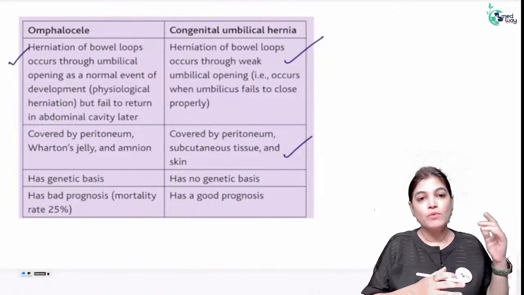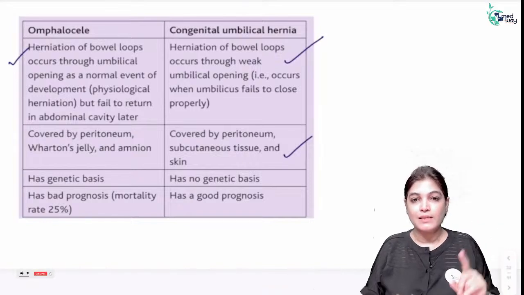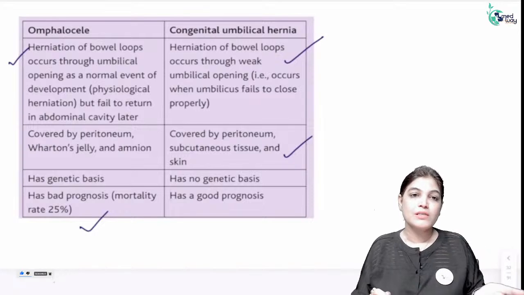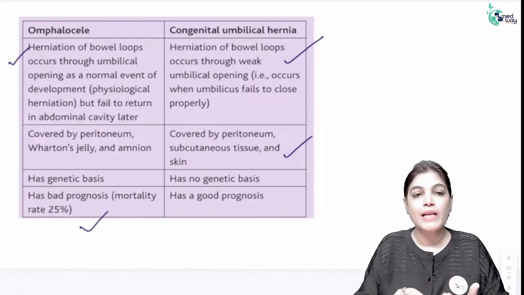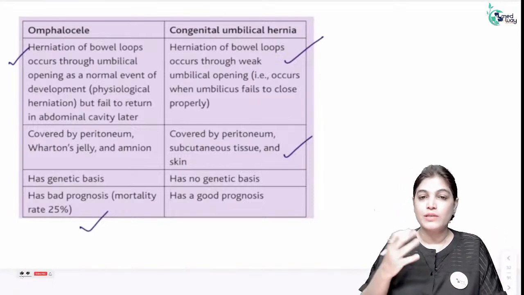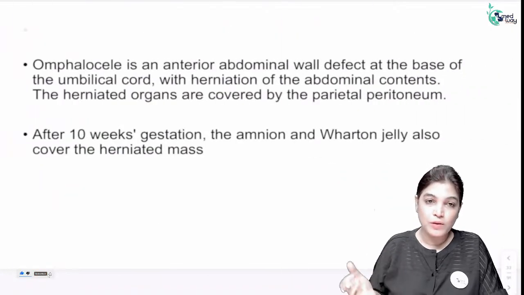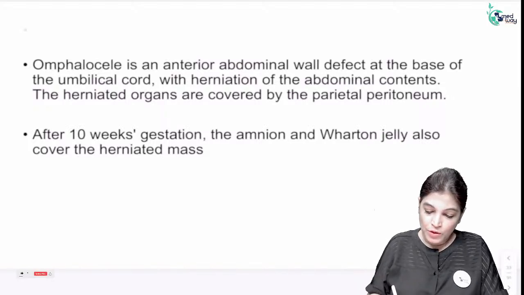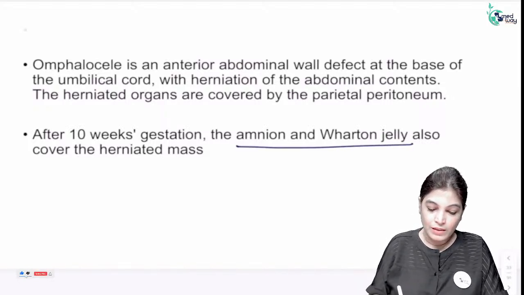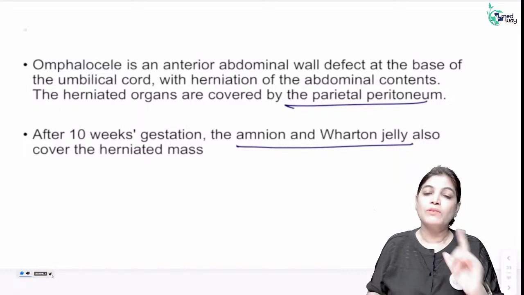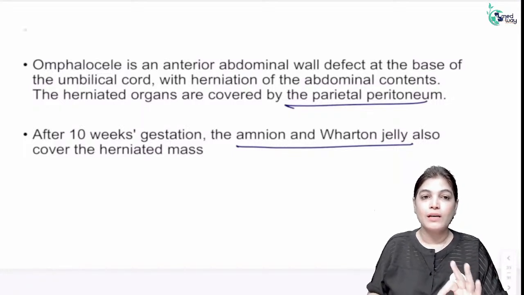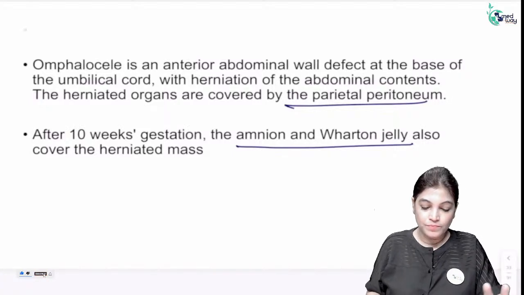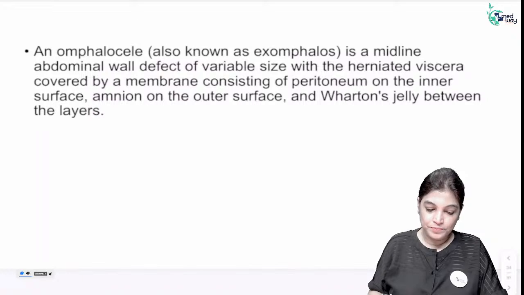So which will we go with as the best answer? We will go with amnion as the best covering layer for omphalocele. The bad prognosis is associated with other congenital anomalies in case of omphalocele, so it has a poor prognosis. It will have amnion and Wharton jelly covering it along with the peritoneum over it, but we will choose amnion as definitely covering the omphalocele. So we will go with the amnion layer as the right answer.